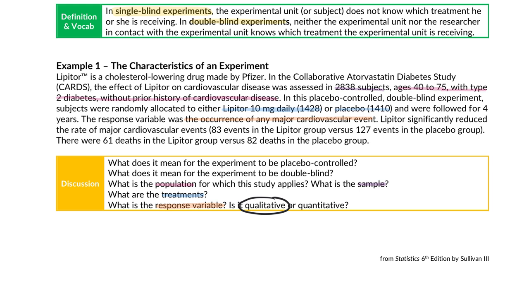That is a qualitative variable. It would be quantitative if it was like the rating of your cardiovascular events, like how severe was it? You could rate it on a scale of 1 to 10. That would make it quantitative, but since we're just seeing if this characteristic occurred, it's a qualitative variable.